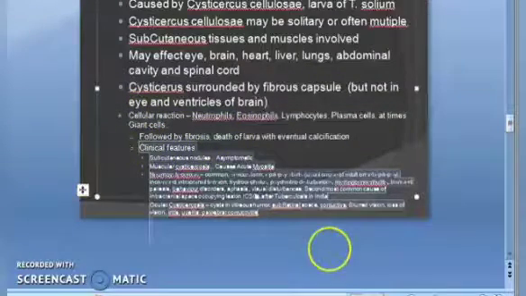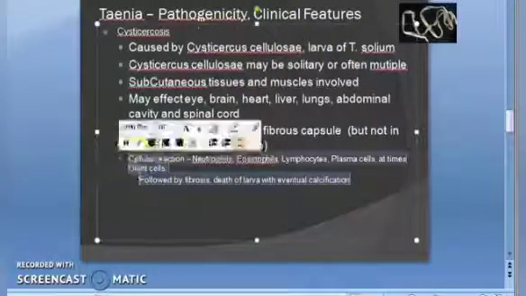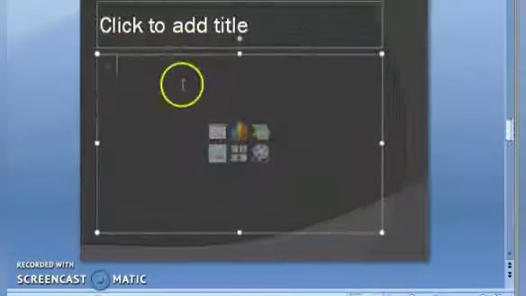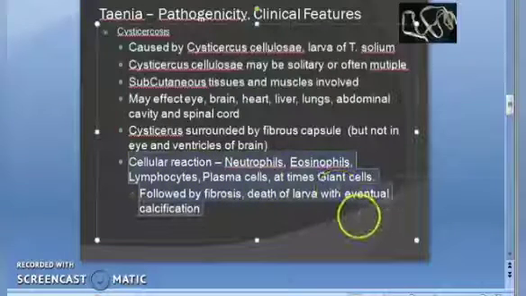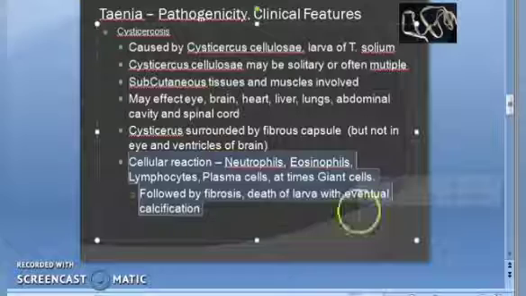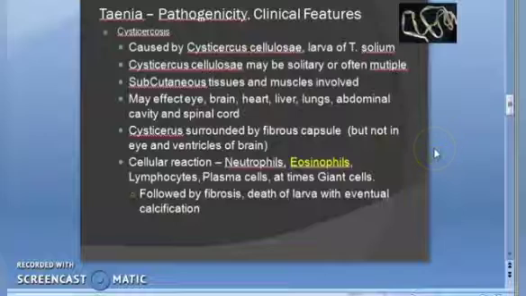Now look at the cellular reaction. This is more like pathogenicity, right? We'll come to this part later. Now, there is a cellular reaction. What all will come here? Neutrophils, eosinophils, lymphocytes, plasma cells, giant cells also can come. Remember these eosinophils, right? Eosinophils are always increased in these kinds of worm infestations. Like hookworm infestation, you have also seen eosinophilia. So Taenia also can cause an increase in eosinophils.